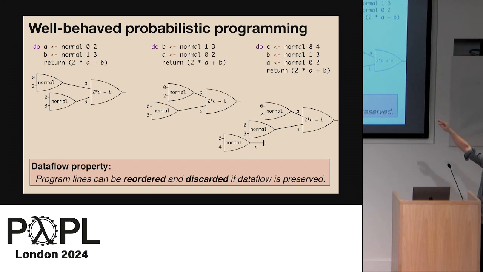So here I've got normal. Don't worry if you don't know what a normal distribution is. It's just a distribution on the real numbers. Doesn't even have to be on the real numbers. But I'm drawing A and B from normal, and then I'm doing 2A plus B to return a result.